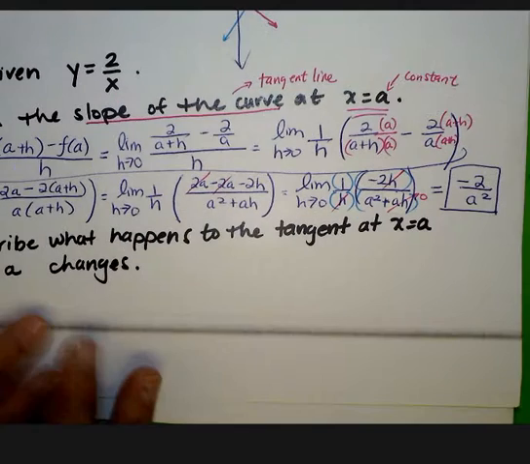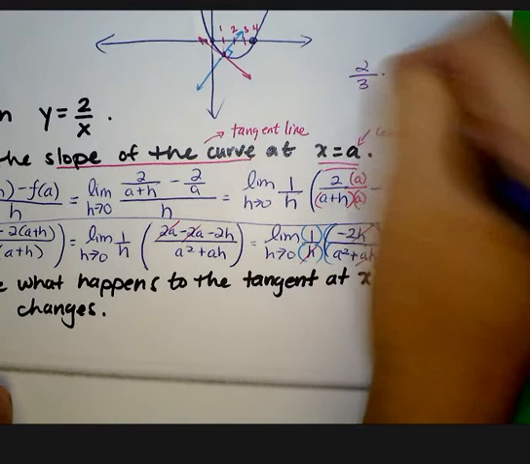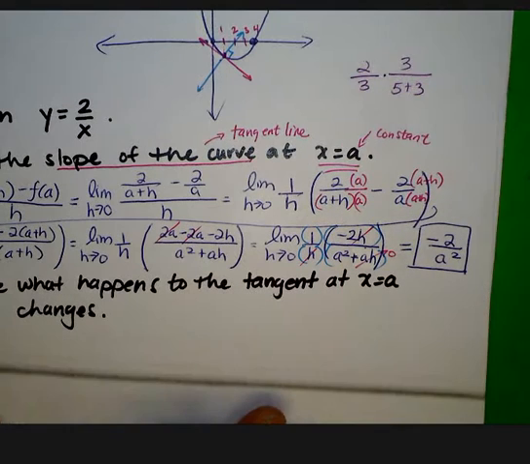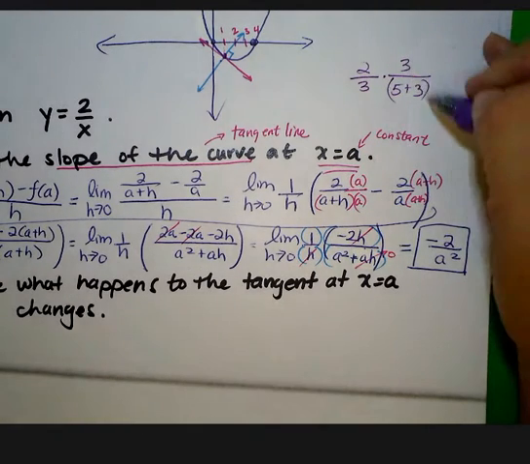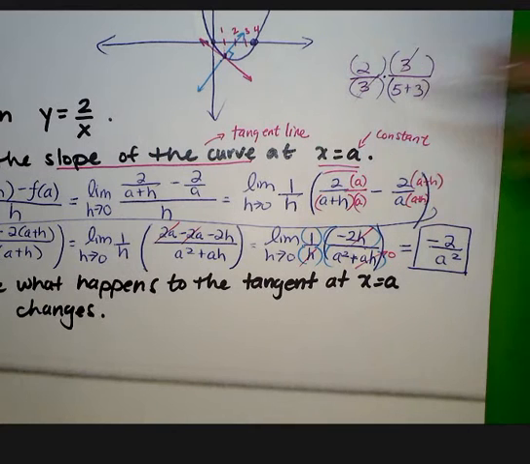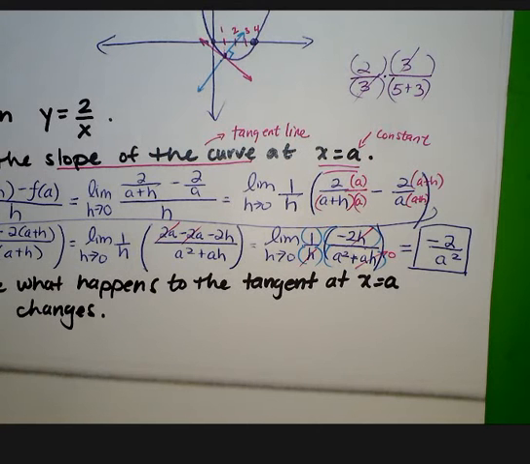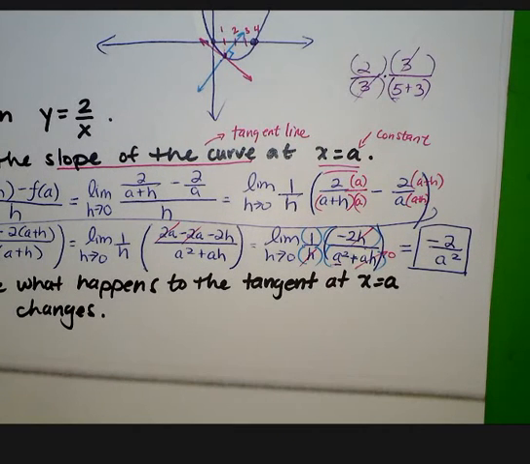So if I had 2 over 3 times 3 over 5 plus 3, I cannot cancel this 3 and this 3, because this is not 3. This is 5 plus 3. I can't do that. But I sure can do that. This I can do. This I cannot do. The bottom is technically saying 8 times h. So isn't it like 5 times 3? No. This 5 is talking about this number right here. Do you guys see how I did that?